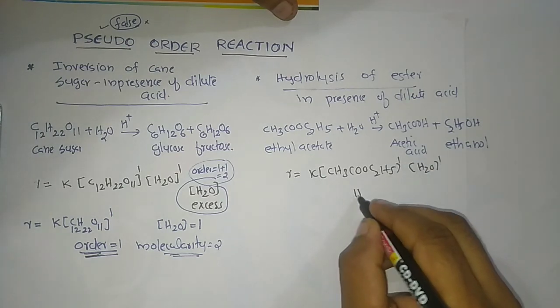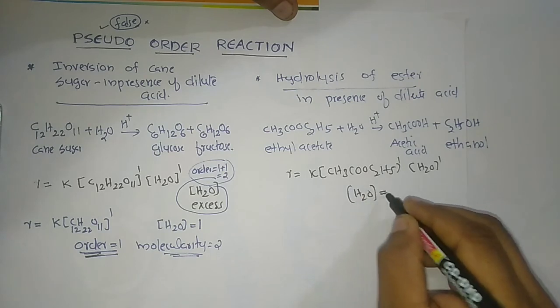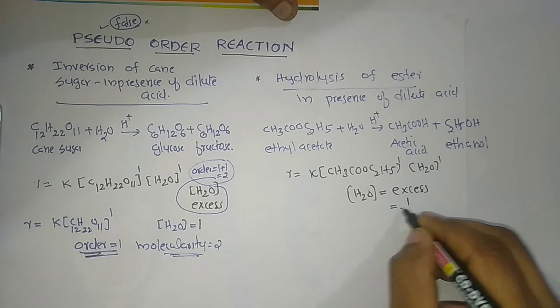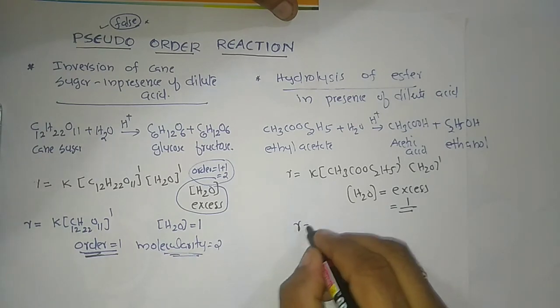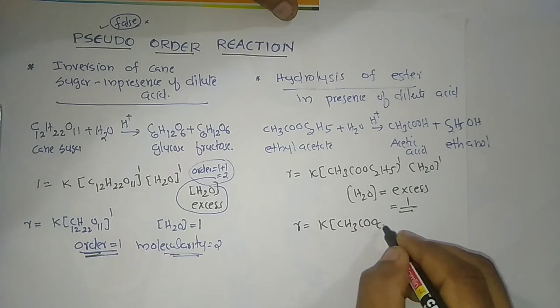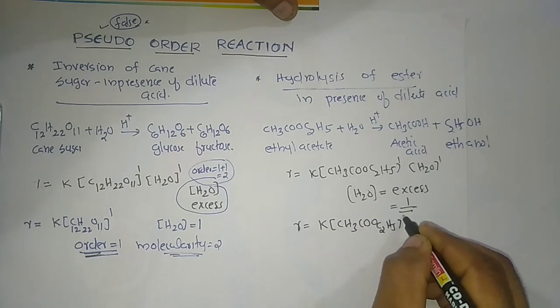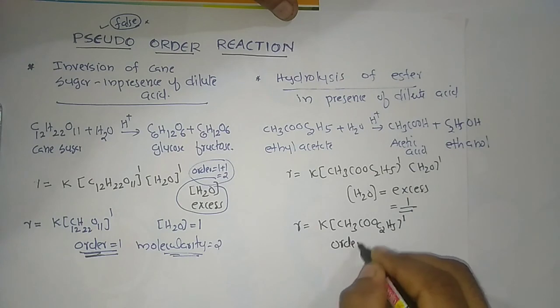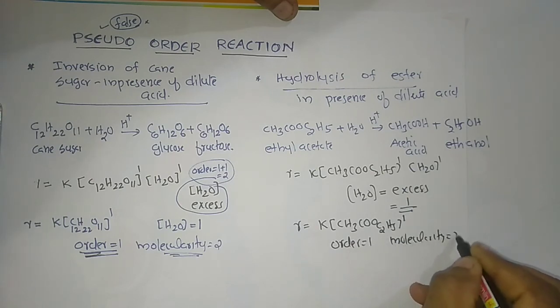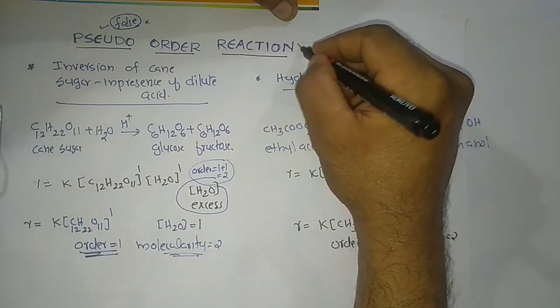Okay, in this reaction the water molecule is present in excess amount. So its molar concentration is taken as 1. Hence rate depends upon the molar concentration of ethyl acetate only. Clear? C2H5 raised to 1. So order is equal to 1 and molecularity, how much? Molecularity same, 2. This is called pseudo order reaction.